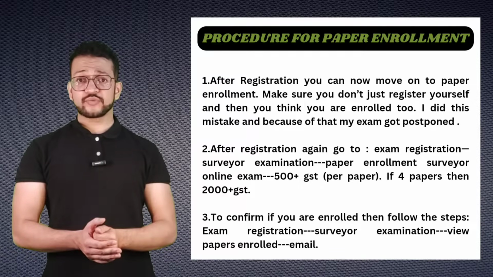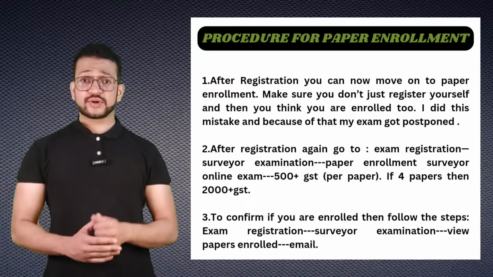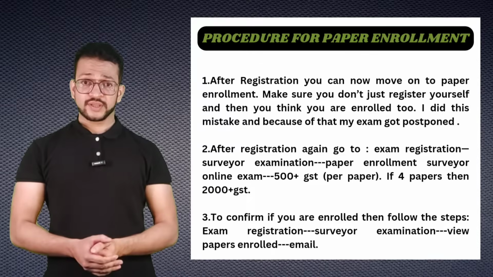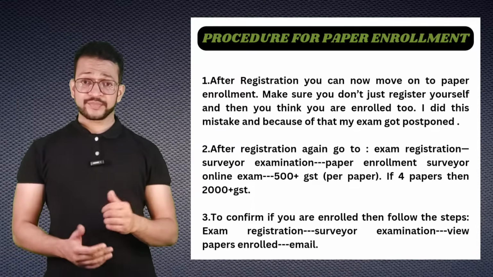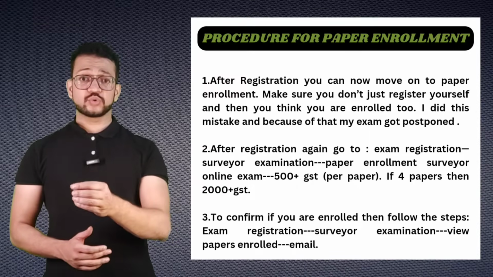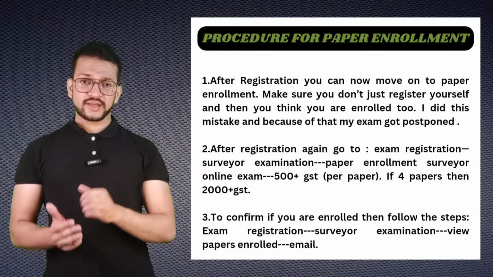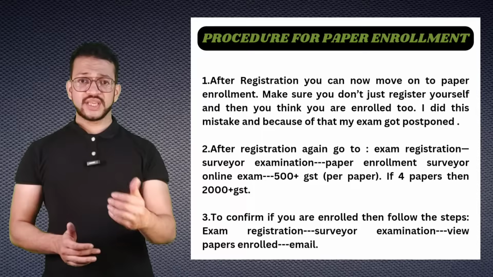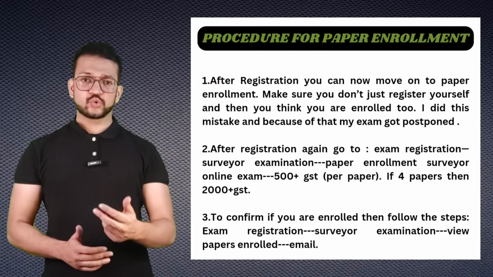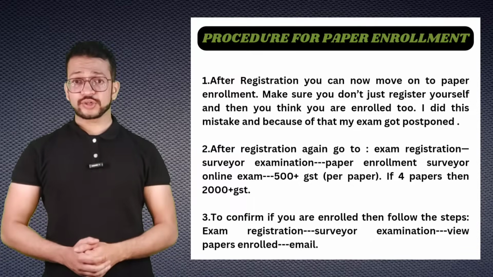So now you are enrolled for the examination. Also, if you want to confirm whether you have enrolled for the examination or not, you can again follow this link: exam registration, surveyor examination, and then go to view enrolled paper. Along with it, you will receive an email from the site that you have enrolled for the particular papers. So there are 2 ways to confirm whether you are enrolled or not.